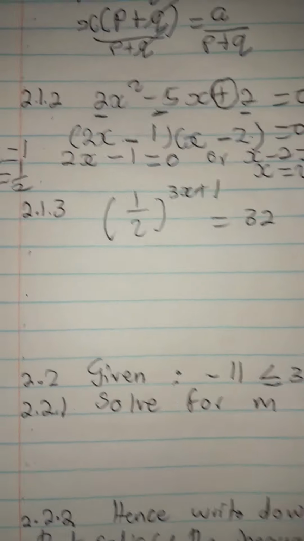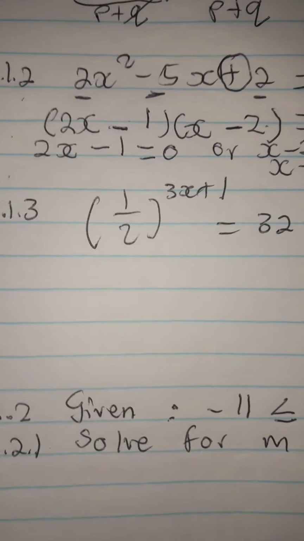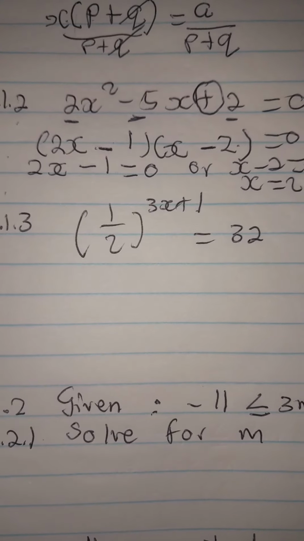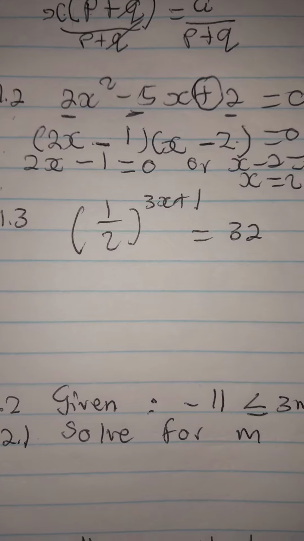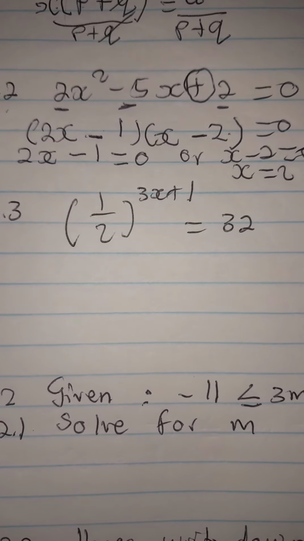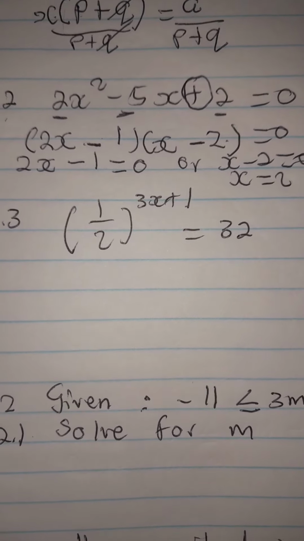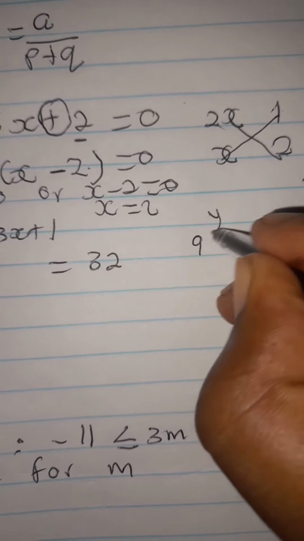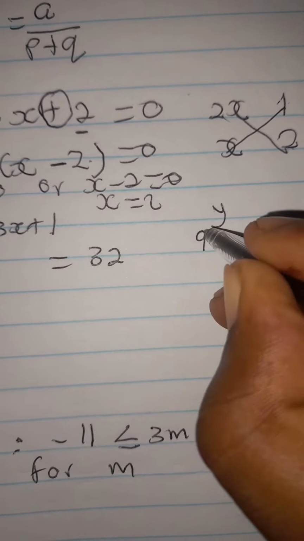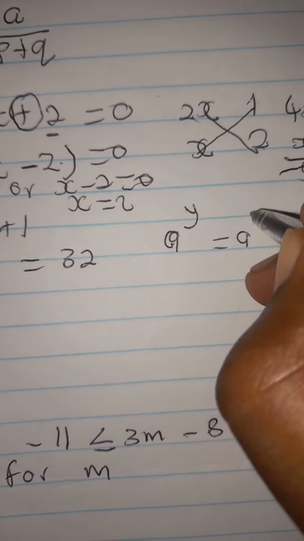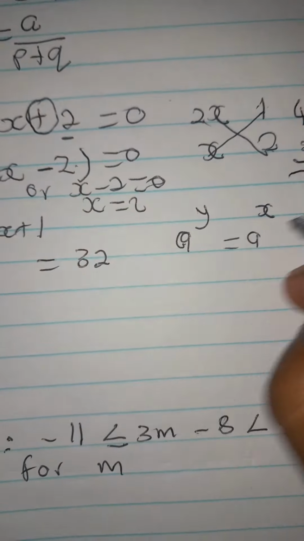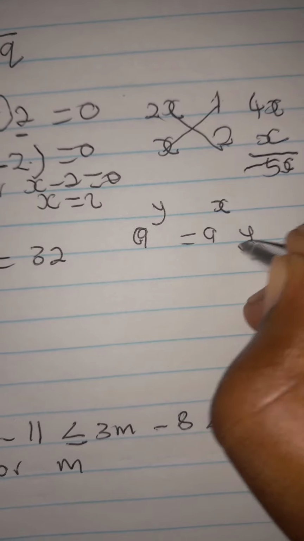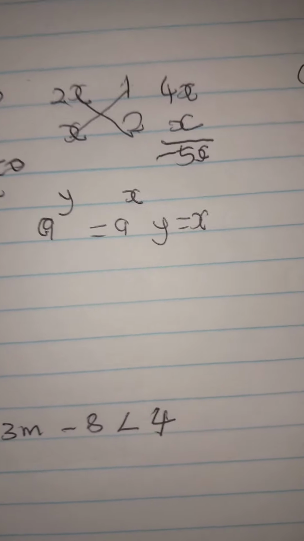Then we are on the third question, which is 2.1.3. At 2.1.3, you are given an exponential equation. This is what you should know with an exponential equation. The golden rule says that when the bases are the same, let's say I'm having a to the power of y and a to the power of x, when the bases are the same, you drop the exponent. In this case, it will be y is equal to x. Also, this was 3 marks.